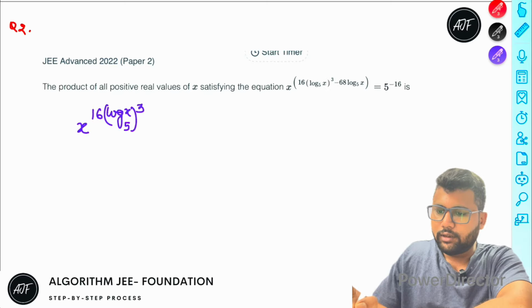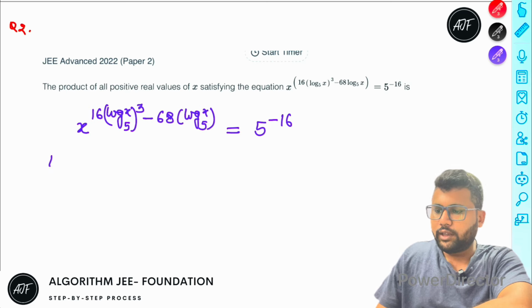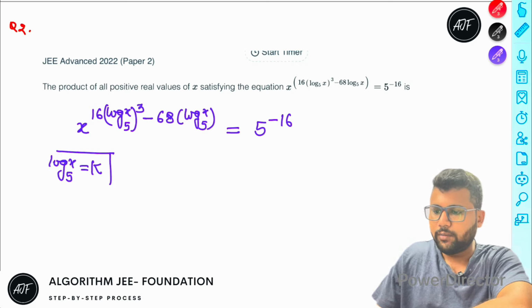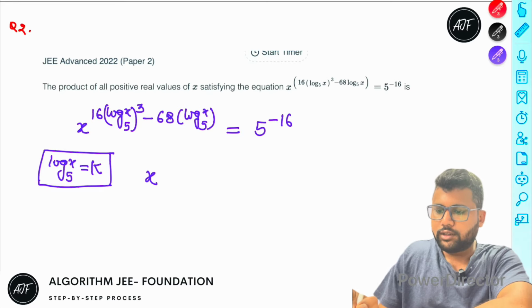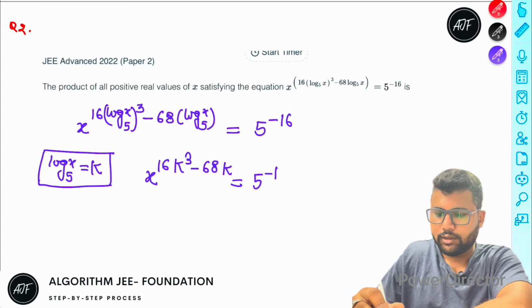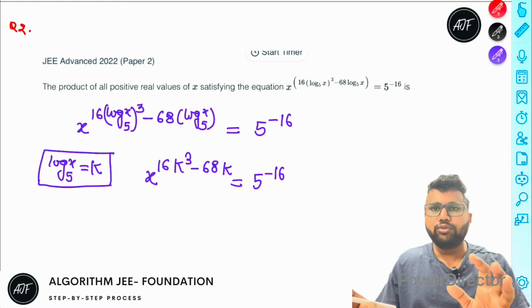After that, 68 is subtracted, log x to the base 5, and it is equal to 5 power minus 16. So according to me, can you write that log x to the base 5 is equal to, can you assume that is k firstly? Okay, so if you assume, then we see 16k cube minus 68k is equal to 5 power minus 16. After that, if you can, take the log on both sides and use the base 5.